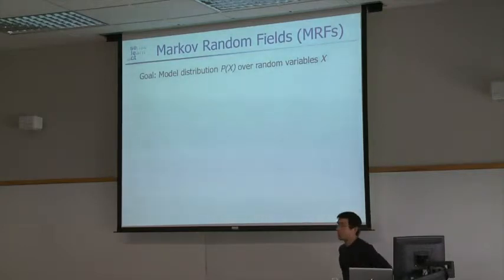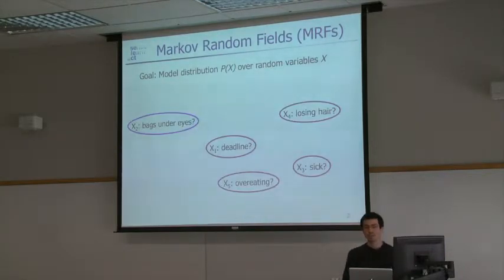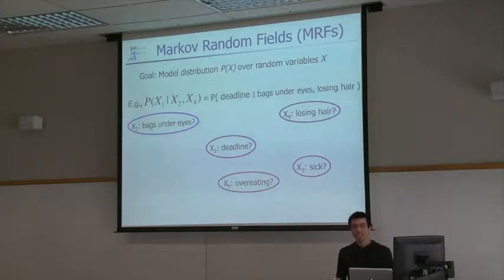So our goal is to model some distribution, P of x, over a set of random variables, x. So maybe you want to model how a grad student is doing, and you have different random variables modeling their status, such as do they have bags under their eyes, is there a deadline coming up, that kind of thing. And the kinds of questions you might want to ask of this model are, what's the probability that the grad student has a deadline, given that he has bags under his eyes and is losing hair?